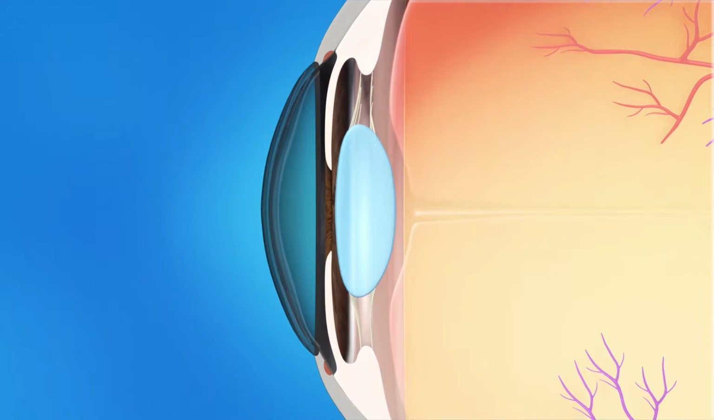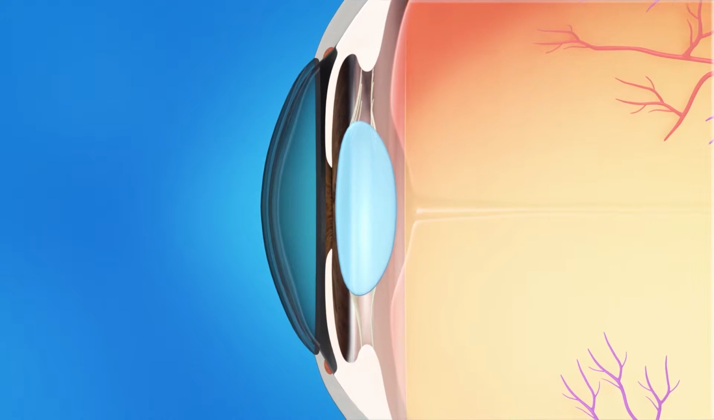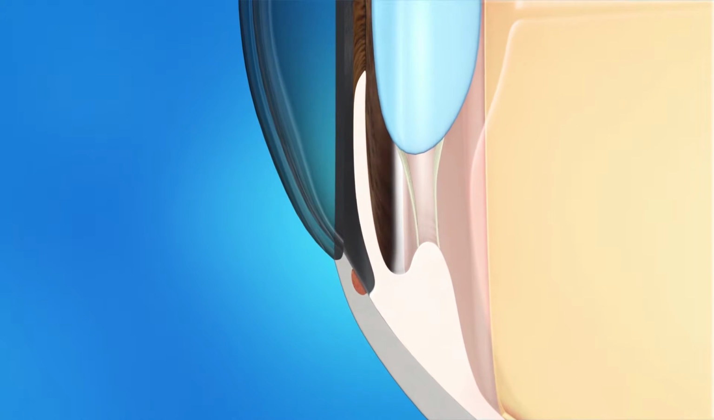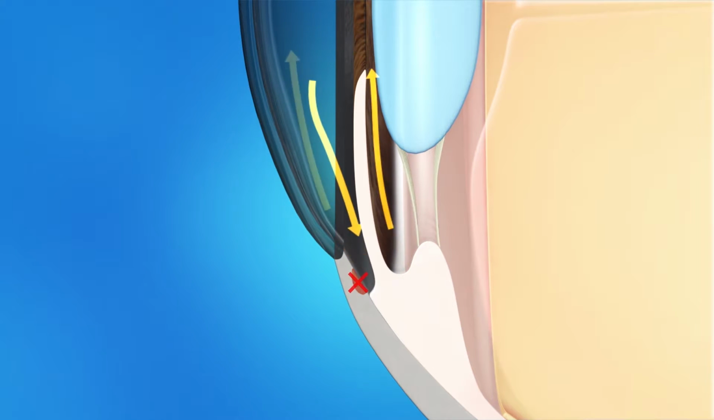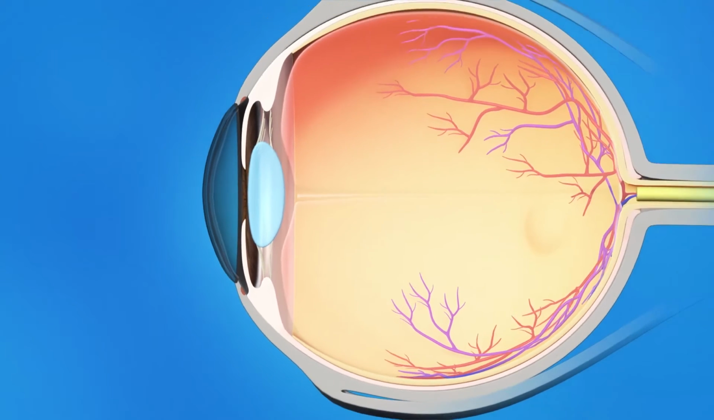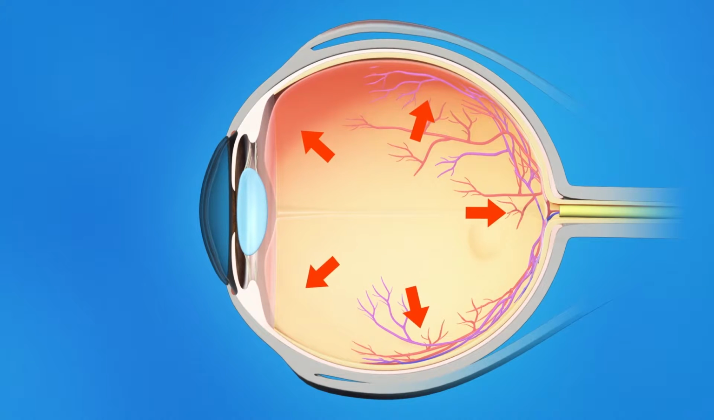In the healthy eye, fluid called aqueous humor is made in the front of the eye and flows out through a tiny drain called the trabecular meshwork. The trabecular meshwork is located in an area called the drainage angle. If fluid doesn't flow out of the drainage angle properly, eye pressure increases and damages the optic nerve. A trabecular bypass stent provides a new and more direct pathway for fluid to leave the inside of the eye.